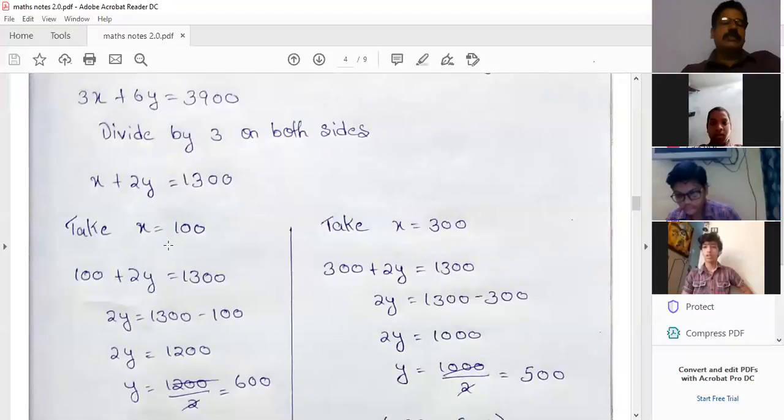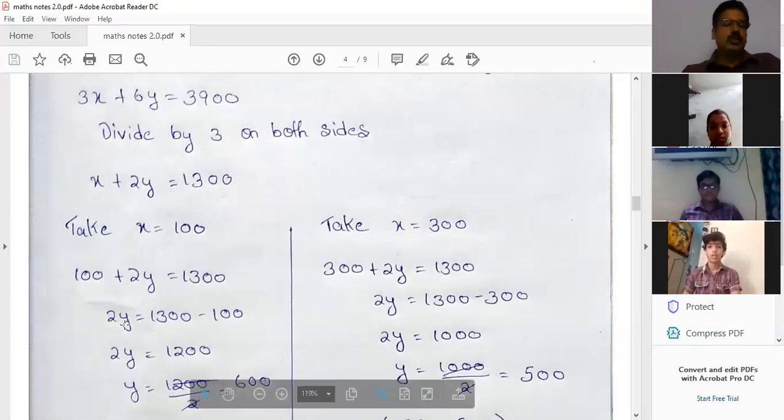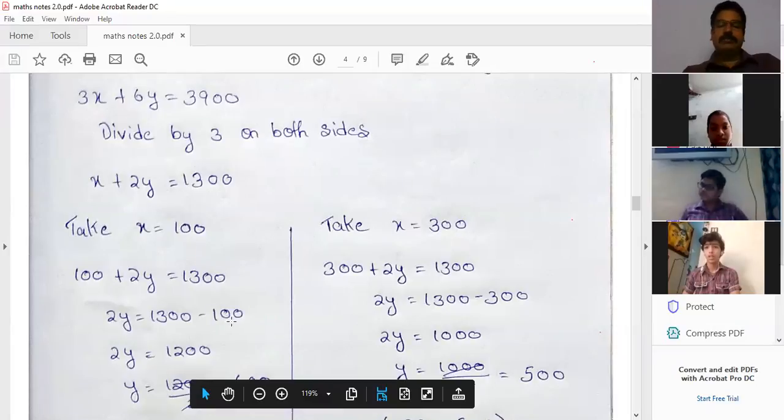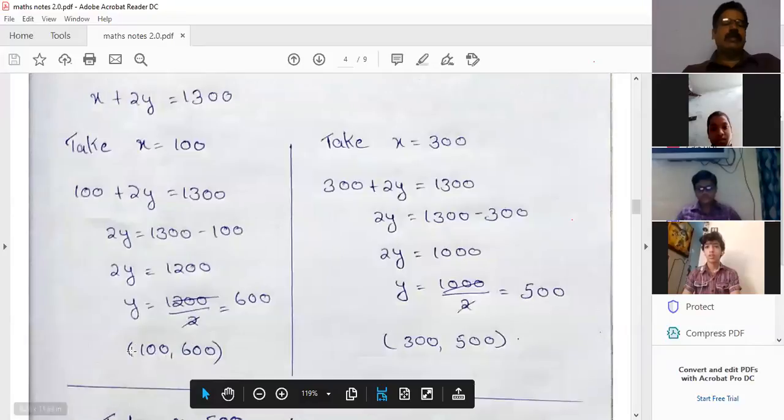Why I took 100: the number 1300 is here. That's why I take x equal to 100. You can take any number in hundreds, but it is going in 2 tables. That's why first I took 100. Then 100 plus 2y equal to 1300. 2y equal to 1300 minus 100; plus 100 transposed becomes minus 100. Then 2y equal to 1200, then y equal to 1200 by 2, 600. So my first solution is 100, 600.